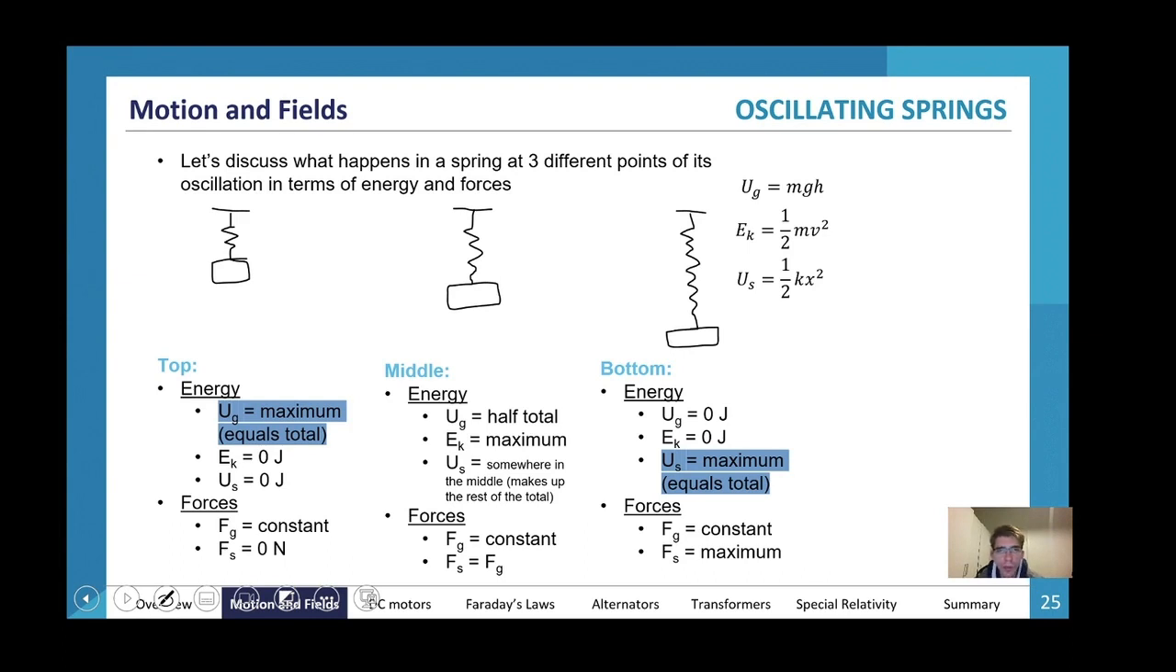Let's discuss what happens in a spring at 3 different points of its oscillation in terms of energy and forces. At the top, the spring has maximum gravitational potential energy, but because it's not moving, it has 0 kinetic energy and 0 elastic potential energy.